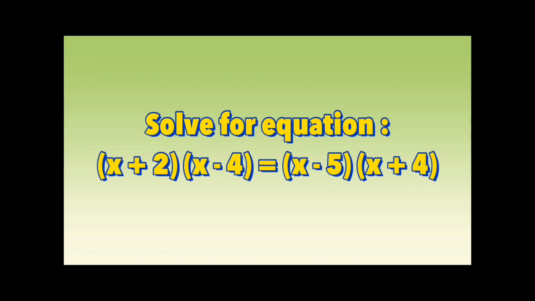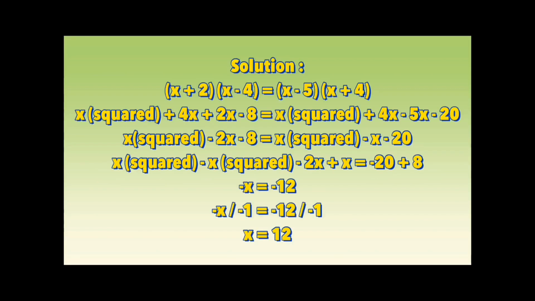Okay, next problem. Solve the equation: the quantity x plus 2 times the quantity x minus 4 equals the quantity x minus 5 times the quantity x plus 4. Our solution, we have to simplify, meaning we're going to remove the parentheses of each quantity by multiplying. So x times x equals x squared, x times negative 4 equals negative 4x, positive 2x equals positive 2x, then positive 2 times negative 4 equals negative 8. And that's for the left side of the equation.